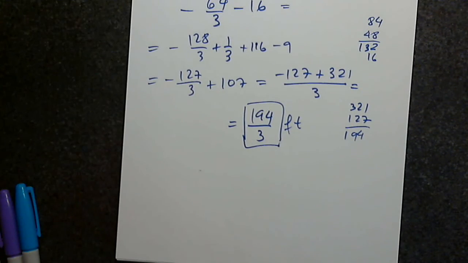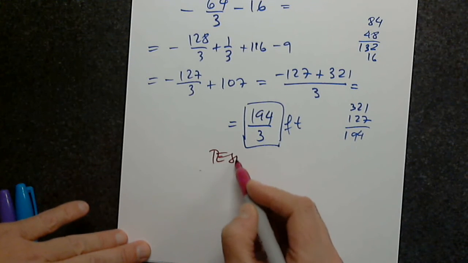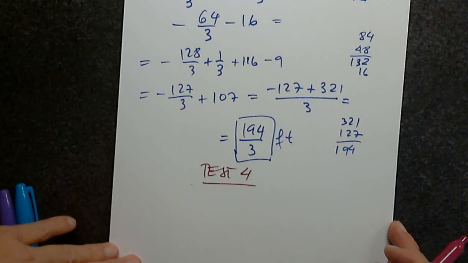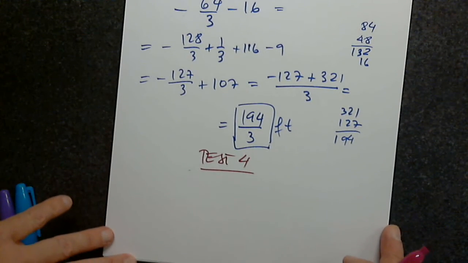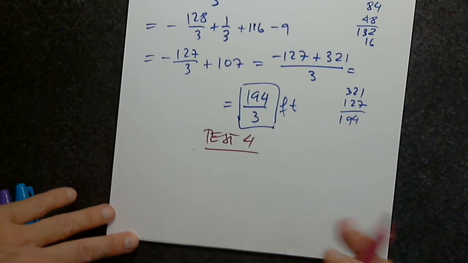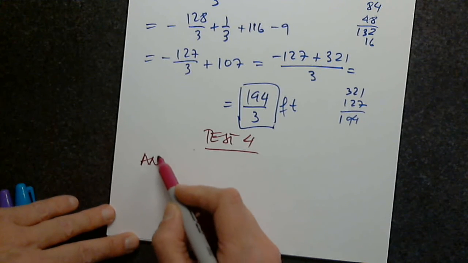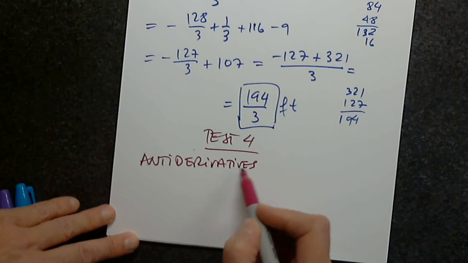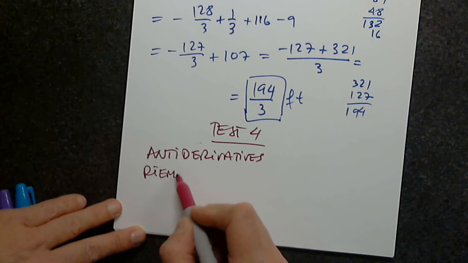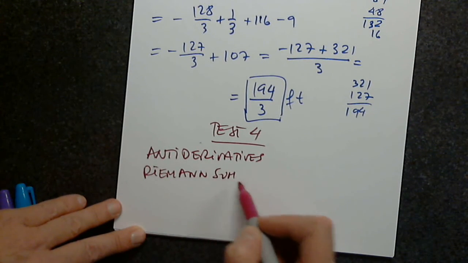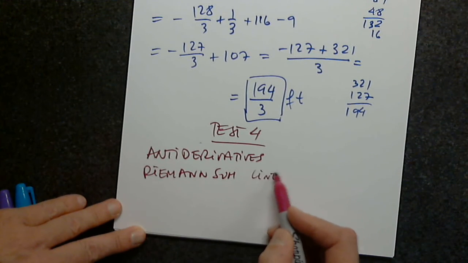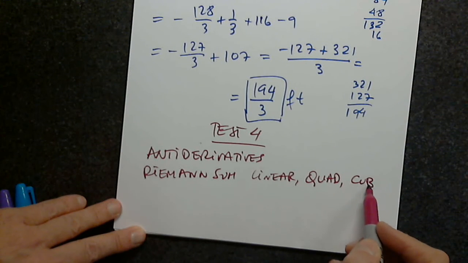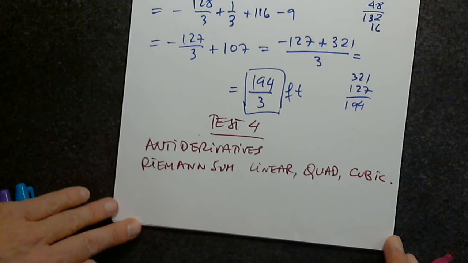Okay, so let's talk about the topics for test 4. We haven't decided yet. After I list the topics, we will discuss and decide together. So, of course, antiderivatives. Riemann sum, only for linear, quadratic, and cubic. Nothing else.